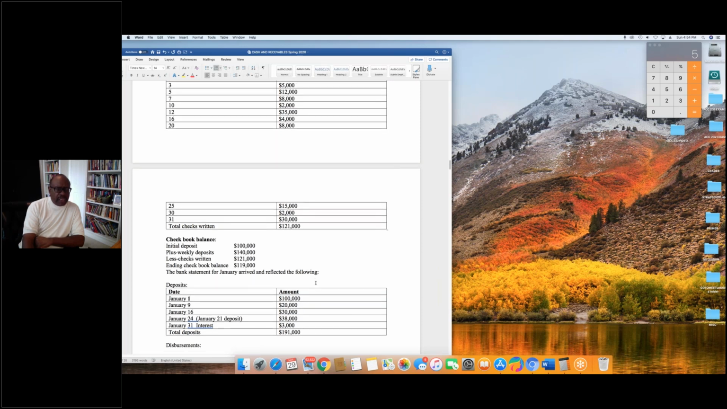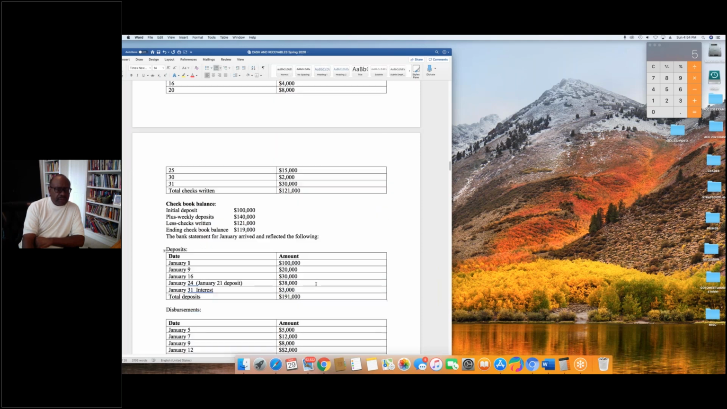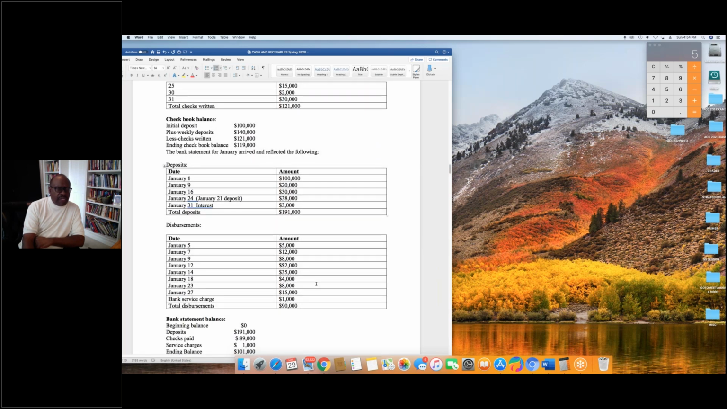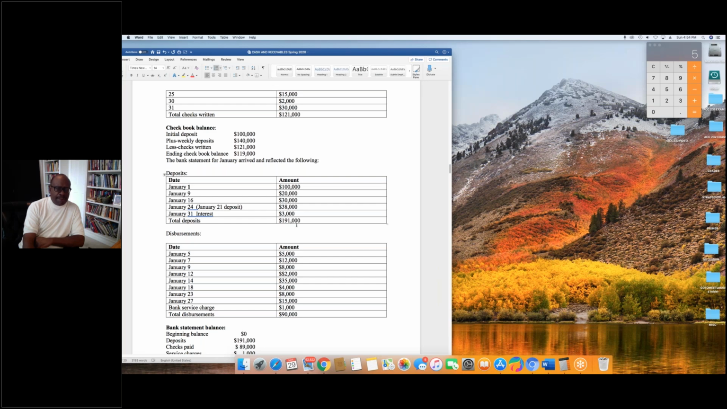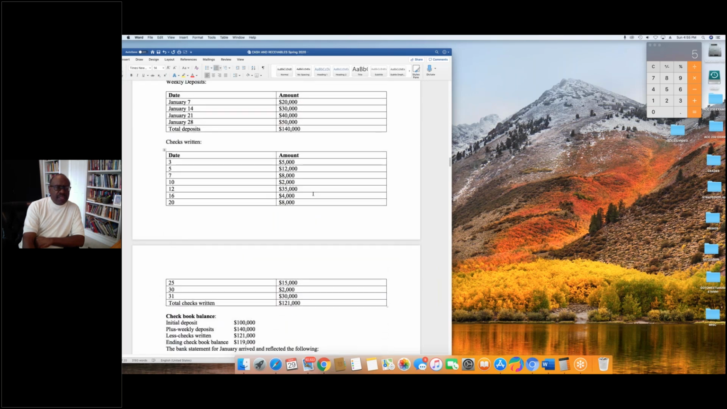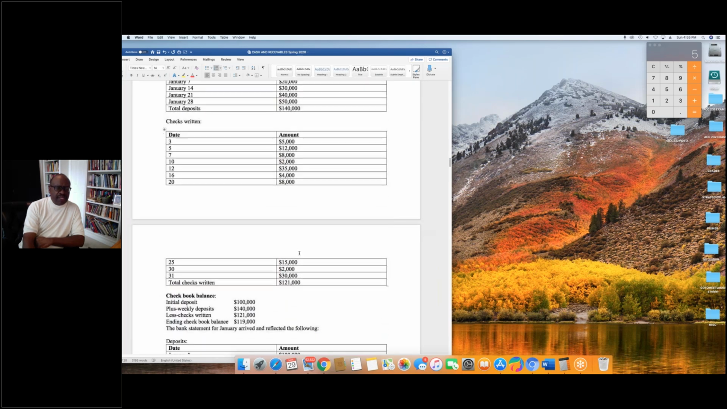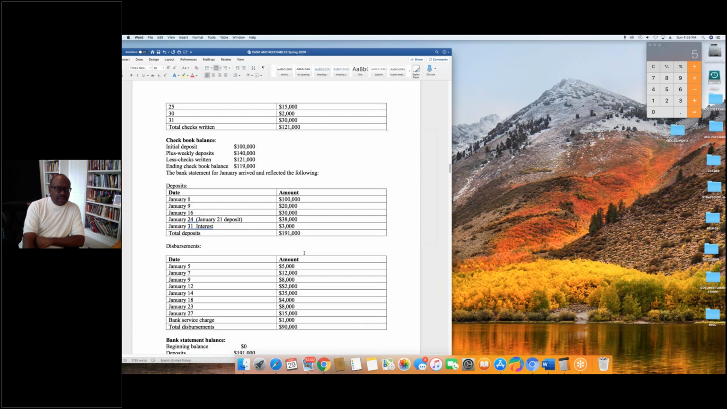And in terms of now, as we look at this bank statement, we have to look at why it's 38. And of course, the bank gives us 3,000 interest. So it's total deposit 191. For the checks written, they have the checks from January 5th through the 27th. So the checks from 5,000 to about 15,000 are clear. But some of the latter checks, it appears that they didn't clear.